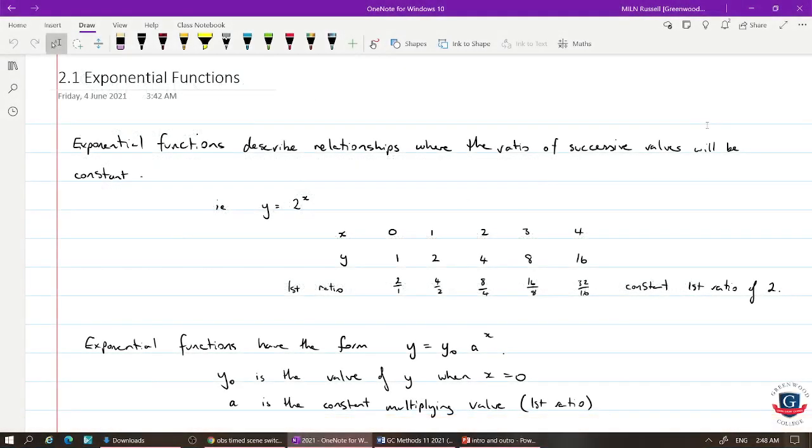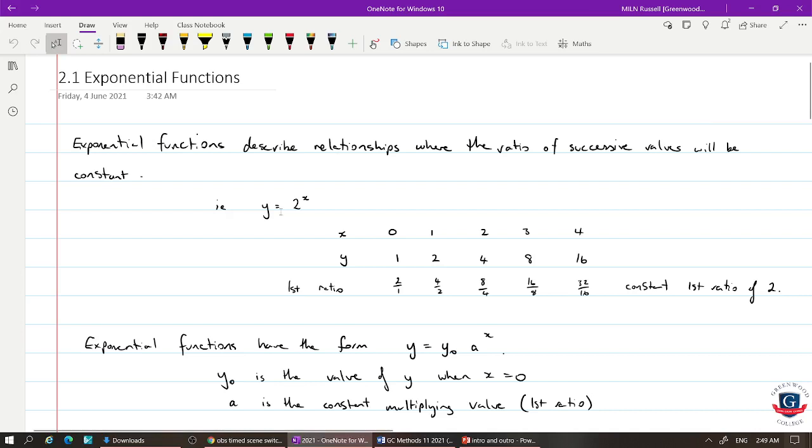Everyone, today we're looking at exponential functions. Exponential functions define relationships where the ratio of successive values for y will be constant. To explain this, we can look at y equals 2 to the power of x.